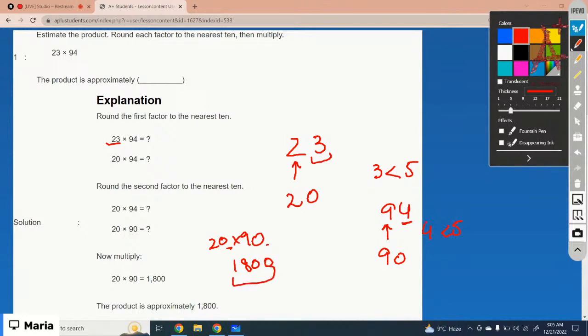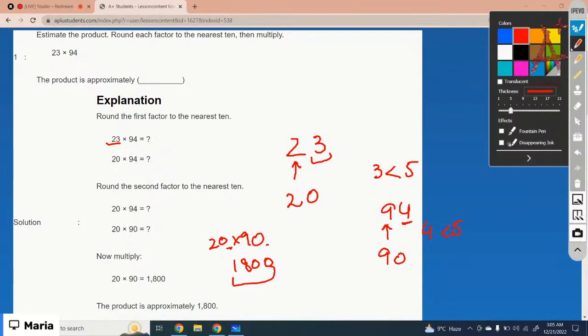So 1800 is the approximate product, not the exact value. Got it? Because we haven't multiplied the exact numbers. The exact numbers are 23 times 94. We did 20 times 90. We multiplied the rounded numbers. Got it?